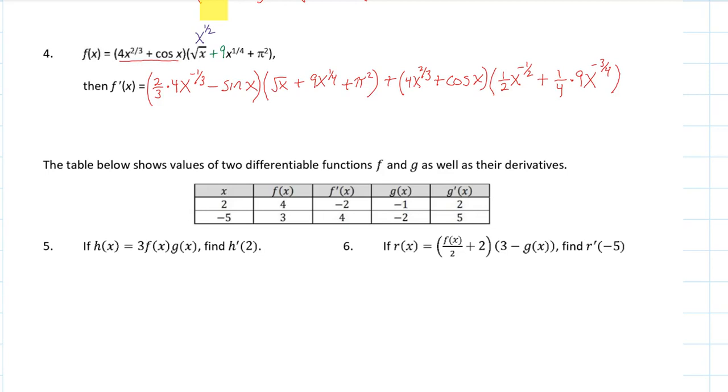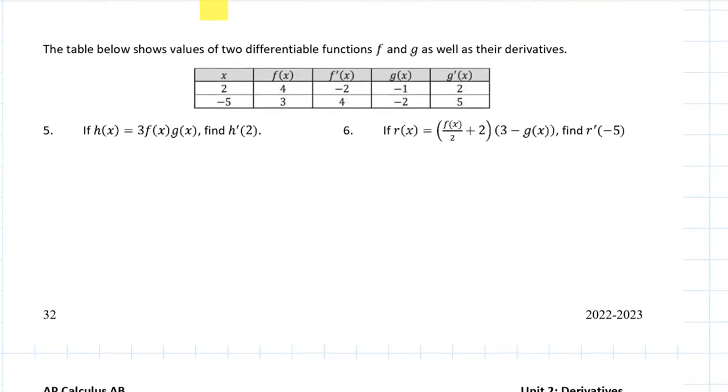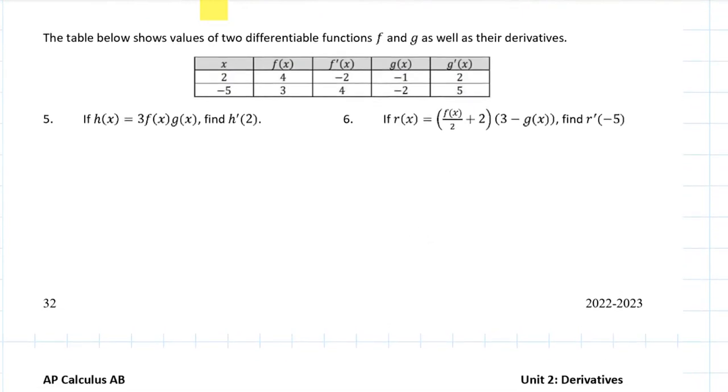All right. Let's take a look at some table values here. The table below shows values of two differentiable functions, f and g, as well as their derivatives. First one says, if h of x equals 3 times f of x times g of x, find h prime of 2. Okay, so the first thing I have to do here is find the derivative of h. So I'm going to start with that, h prime of x. And I'm going to use my product rule here. So I'm going to use 3 times f of x as the first, and I'm going to use g of x as the second.